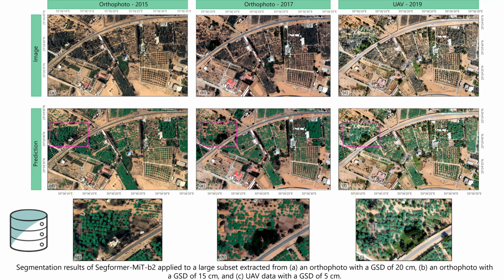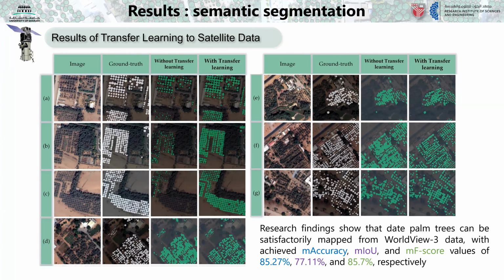So the multiscale model, this is the result of the SegFormer model, was able to accurately delineate date palm trees from different data sets. As I said, we used the SegFormer model, and we utilized a multiscale data set to directly detect date palm trees from satellite data.